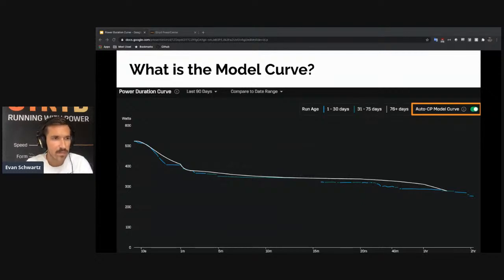We've talked about this a lot, but we have a great sort of info section. If you actually go to PowerCenter, click on the little eye with the circle around it, it'll take you to an article all about the modeled curve. And we're going to talk about this a little bit more. When you toggle on the model curve, it puts a white power duration curve over the top of the mixture of blue, green, and gray lines that you have.